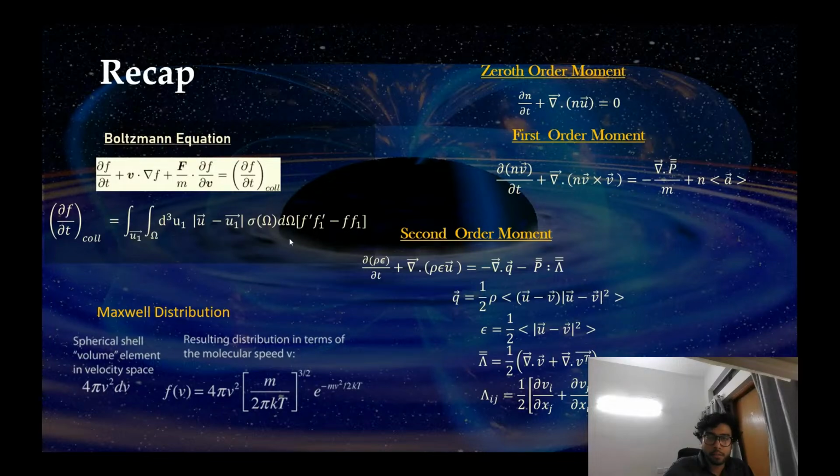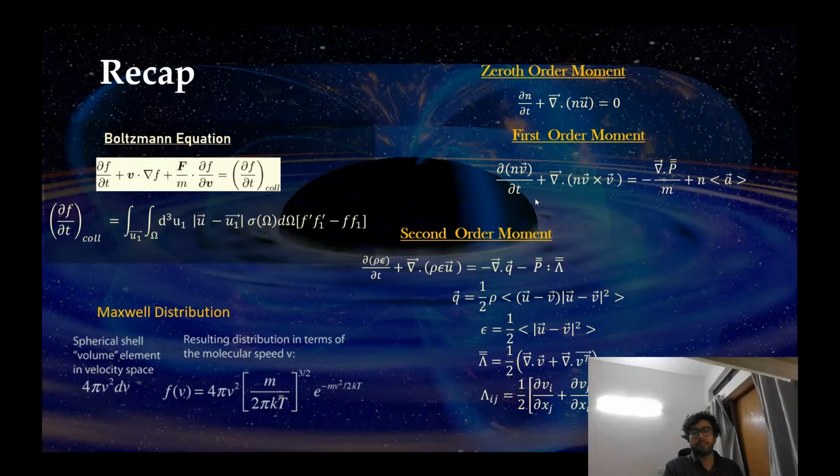Okay. So, from the Boltzmann equation, we took different moments and we arrived at the continuity equation, which is the zeroth order moment. And from there, we took the first order moment to get this equation, which is the momentum equation.